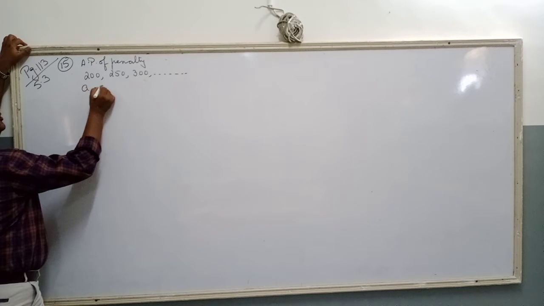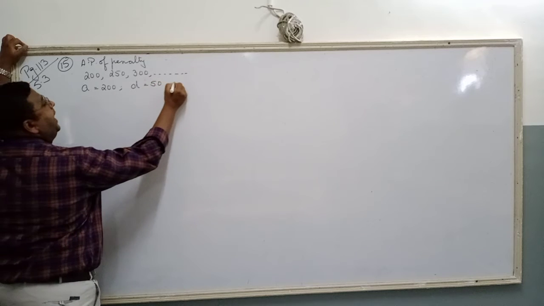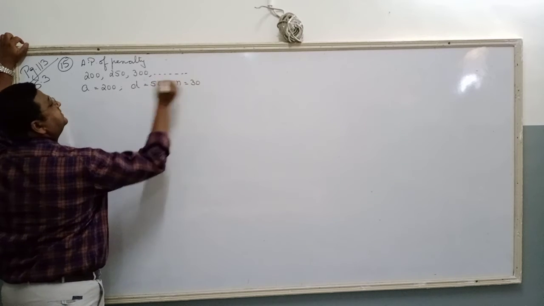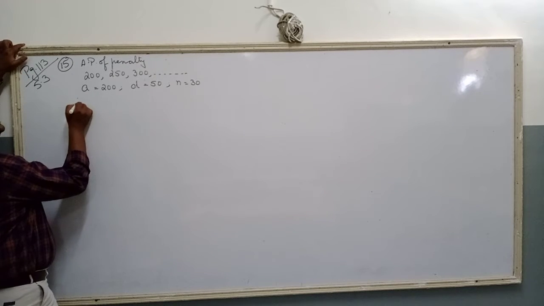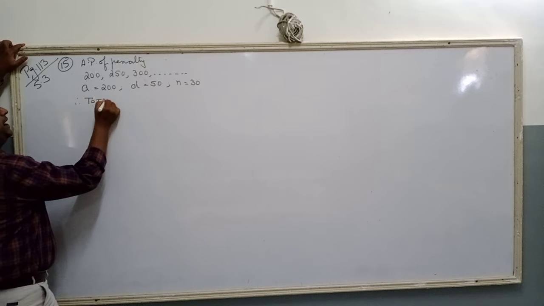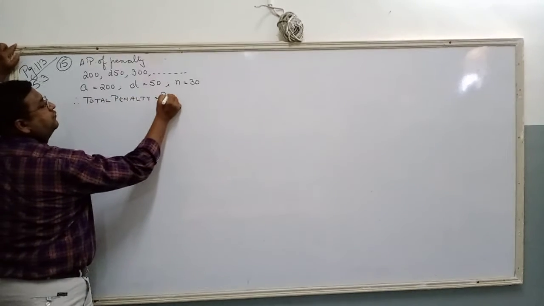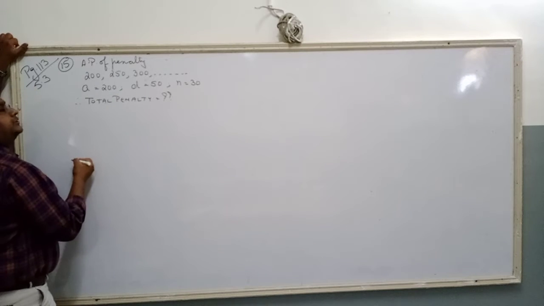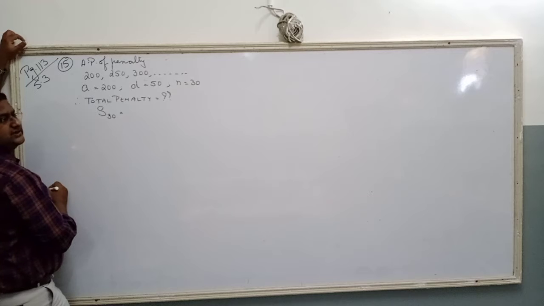How much is A? 200. D we all know is 50. And the number of terms is how many days the work is delayed by, 30 days in the question. So he says, what is the total penalty to be paid? Total penalty is what we have to find. So total penalty means the sum of 30 days.